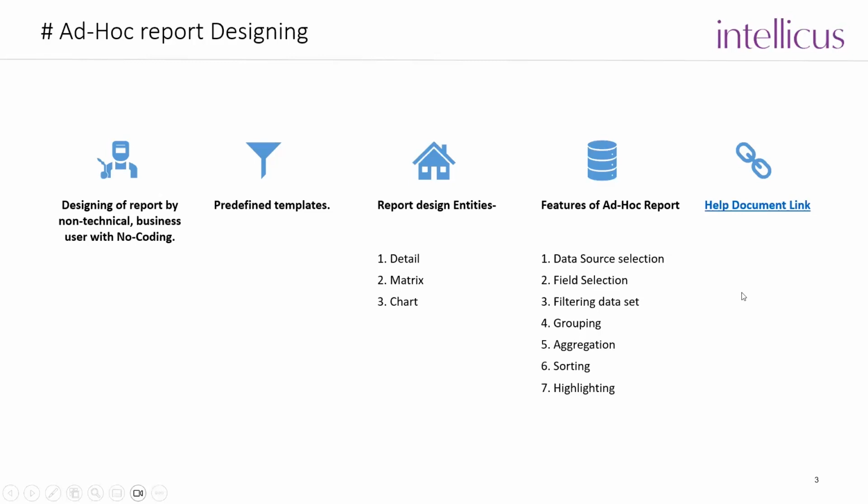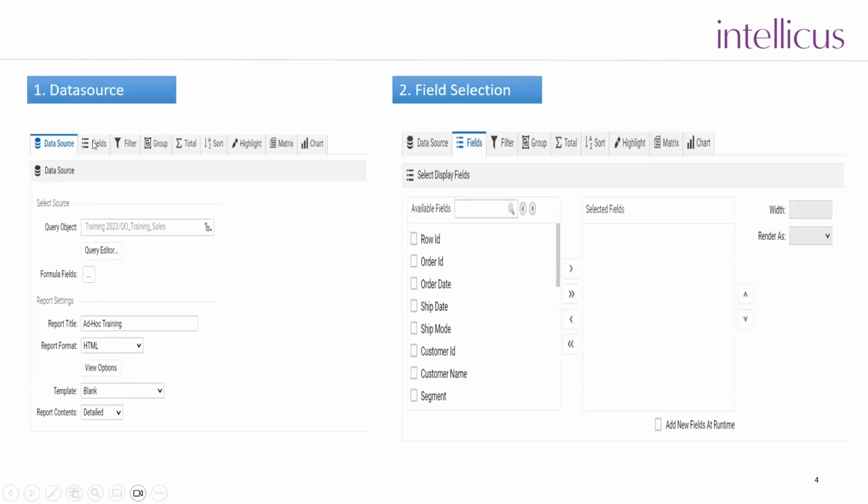So let us move ahead. So this is the first part, the data source selection. In this data source selection, we have to take the input of that query object which we have created. Now, after selecting this query object, we have different options for giving the titles, the format, and if you want to change, create some formula fields like this.